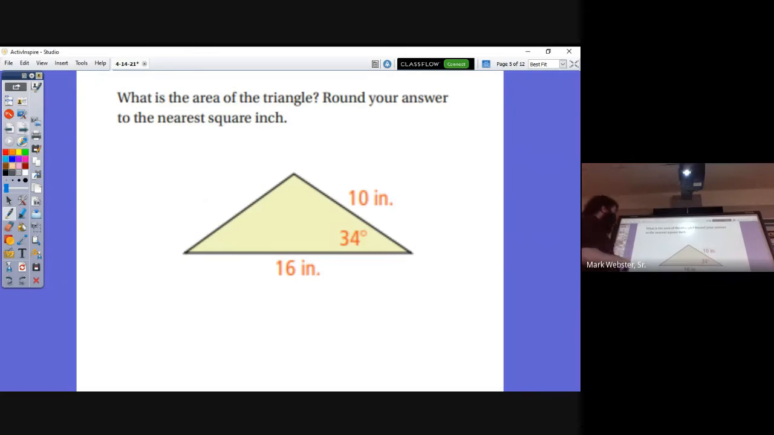So go ahead, give this one a try. Same idea, just different numbers. You want the area of the triangle. Now they specifically tell you how to round in this one. They say round to the nearest square inch, so the nearest whole number. Alrighty. So once again, don't think too hard about this. You've got the two sides and the angle in between. Throw them in.